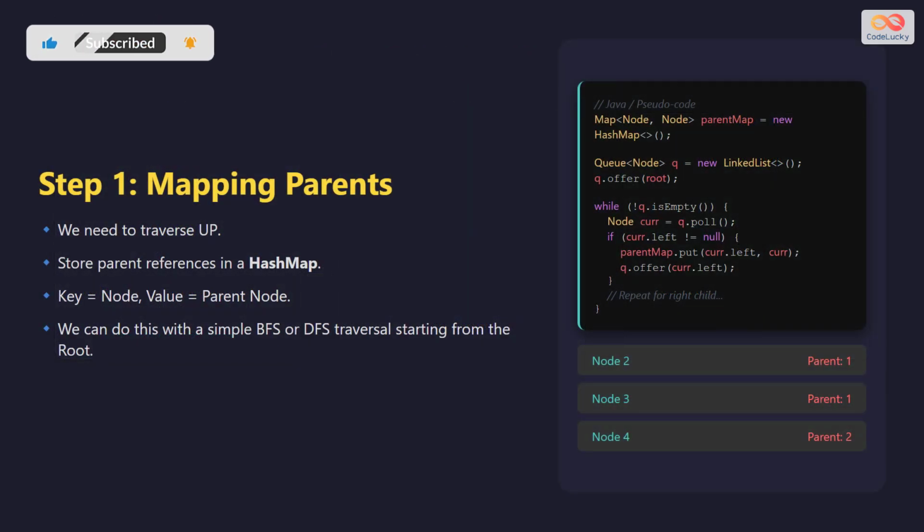Let's look at the first step. We need to traverse the tree using either breadth-first search or depth-first search to build a hash map. This map will store the parent reference for every node. For example, node 2's parent is node 1. This gives us the upward link we were missing.